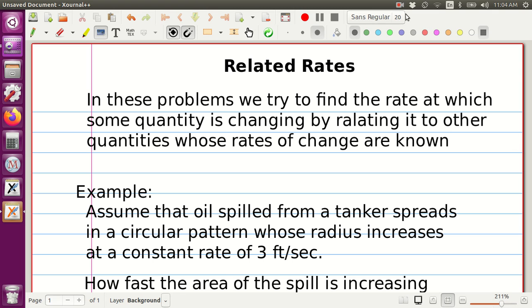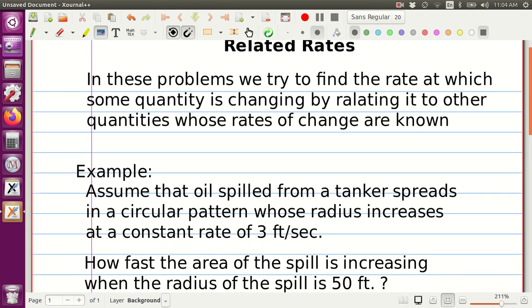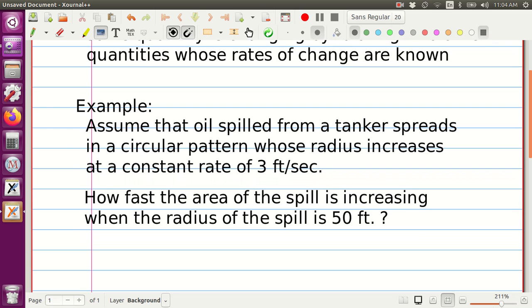Hello students, in this video lecture we're gonna talk about related rates. So in these problems we try to find the rate at which some quantity is changing by relating it to the other quantities whose rates of change are known. And the first example that we're gonna start with is going to be the following.